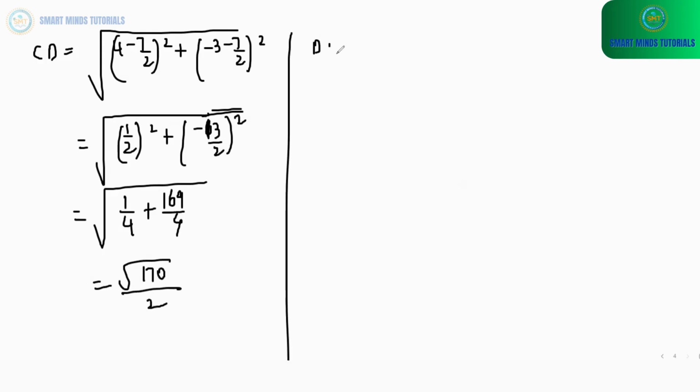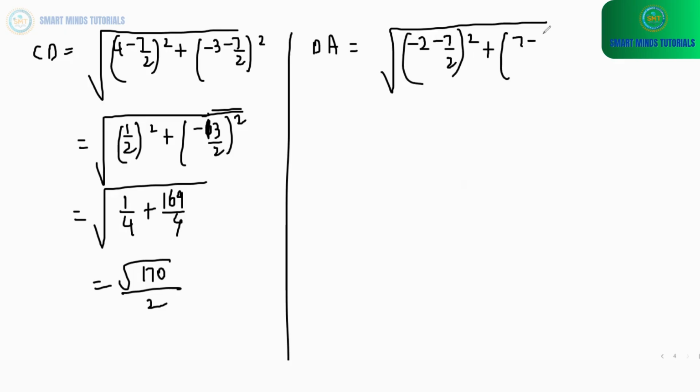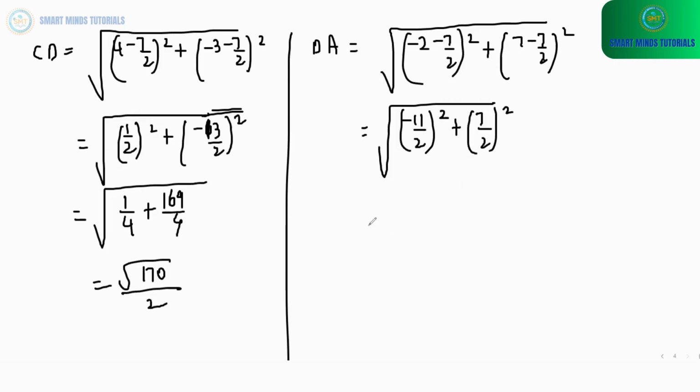Now we will find out DA. DA is the distance between D and A. Again we use the distance formula: minus 2 minus 7 by 2 whole square plus 7 minus 7 by 2 whole square. That is root over, again you cross multiply. 2 into minus 2 is minus 4, minus 4 minus 7 is minus 11 by 2 whole square, plus 2 sevens are 14, 14 minus 7 is 7 by 2 whole square. So that is root over 121 by 4 plus 49 by 4. This is again root 170 by 2.